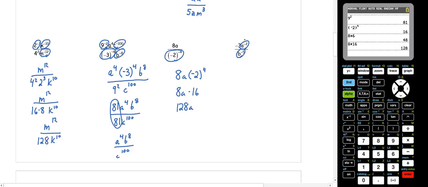In the next example, we have a to the negative 2, b to the negative fifth. Those have negative exponents. Negative 3 does not, so it gets to stay in the numerator, and we're just going to switch b to the fifth to the numerator and a to the second to the denominator.